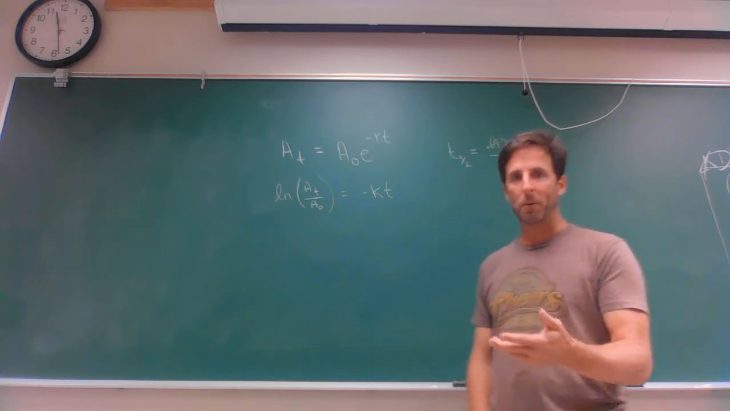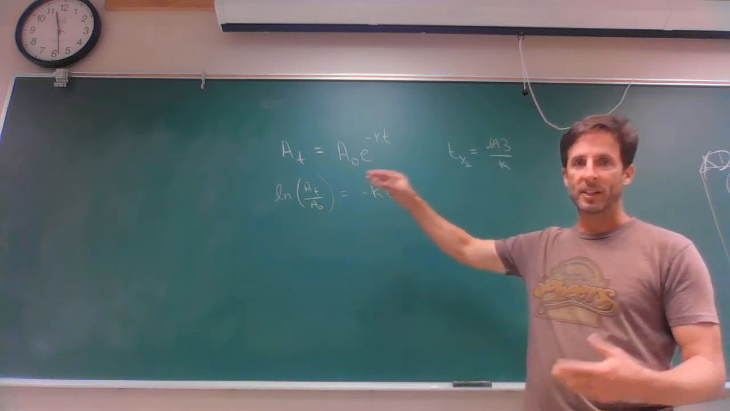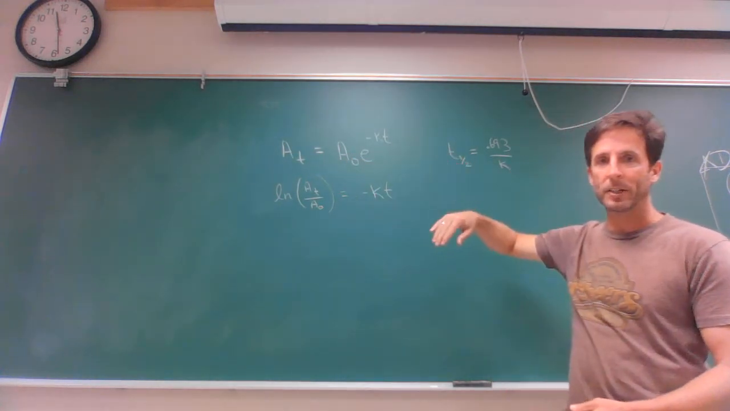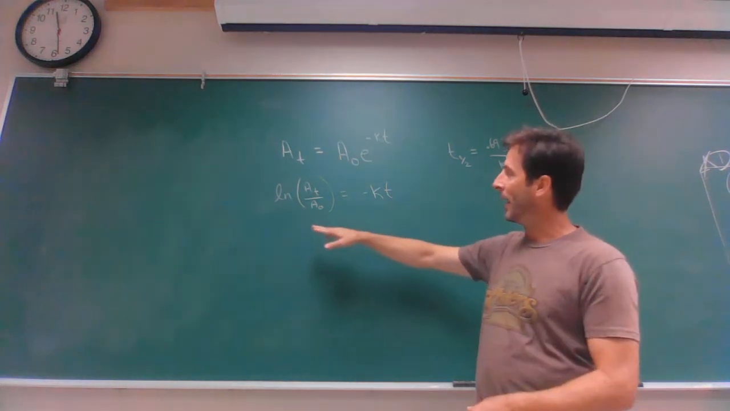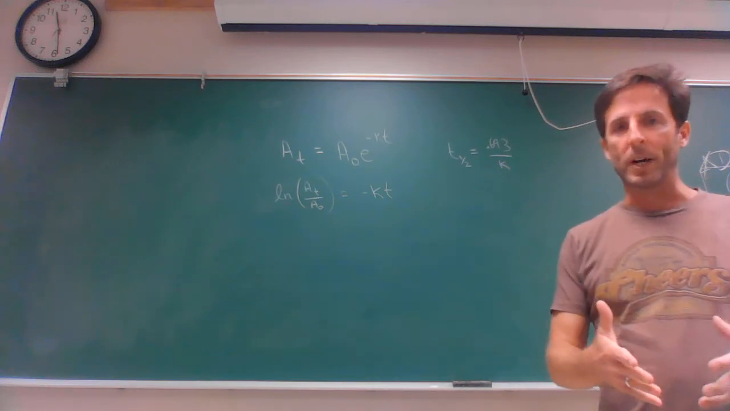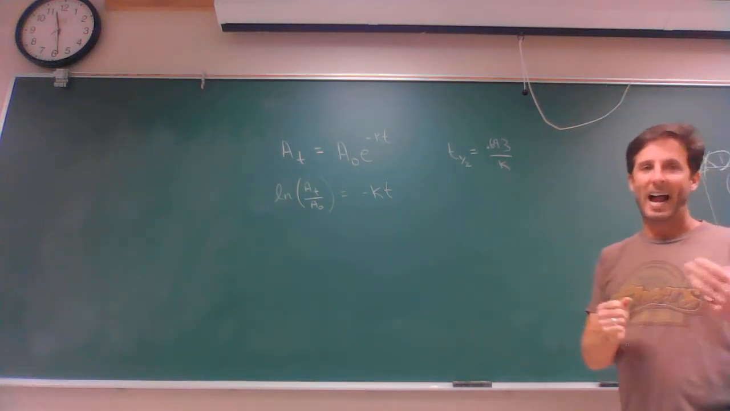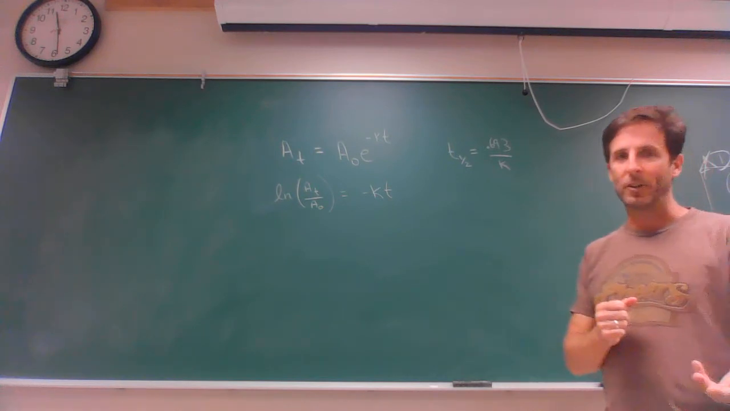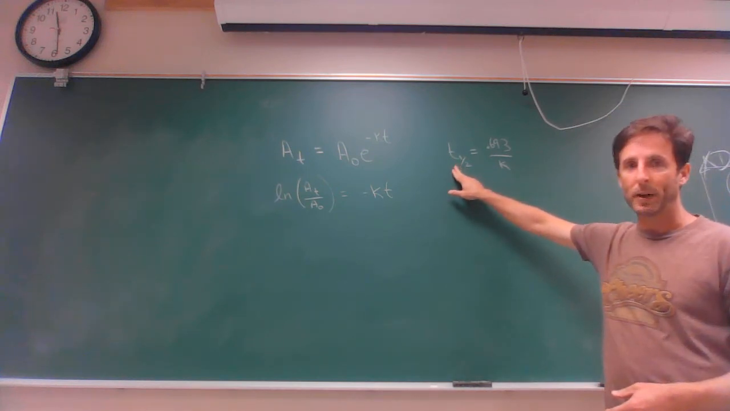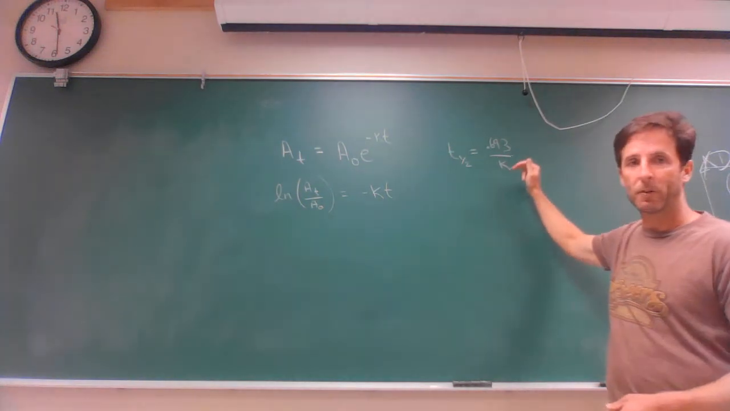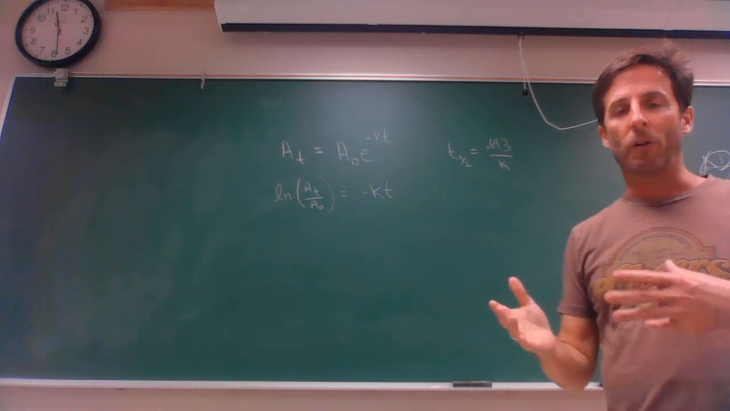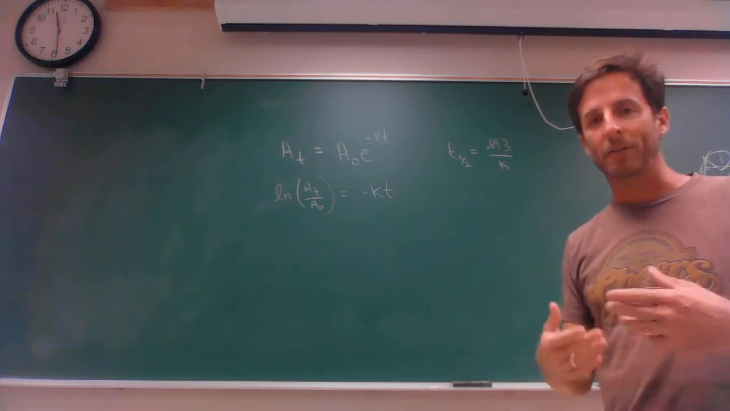So when we solve these problems, we're going to use the first-order equations that we learned previously. A_t equals A_0 times e to the negative kt is one equation. We rearrange or integrate that, and we get the ln of A_t over A_0 equals negative kt. And then one more important equation: if they give us the half-life but not the k value, we have t_1/2 equals 0.693 over k. With those three equations, we should be able to solve all the basic problems that involve half-life and radioactive decay.